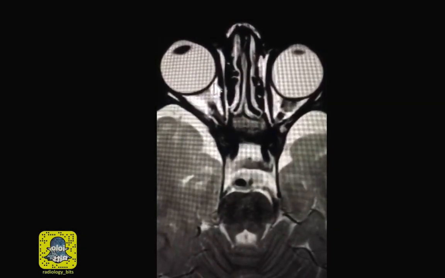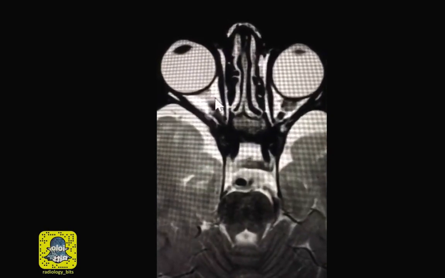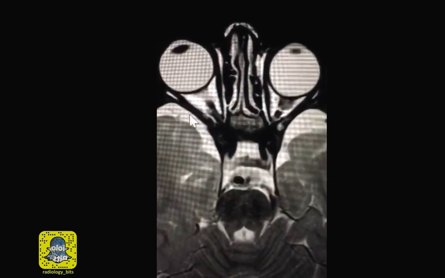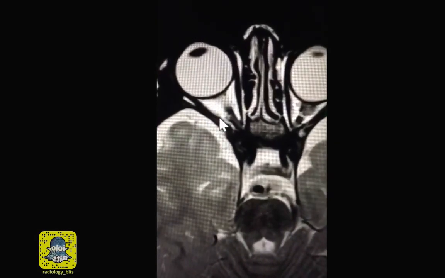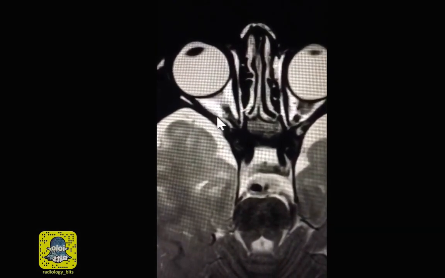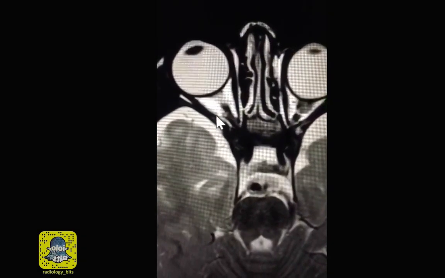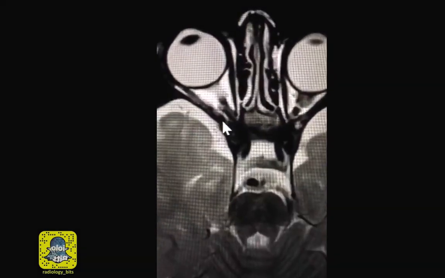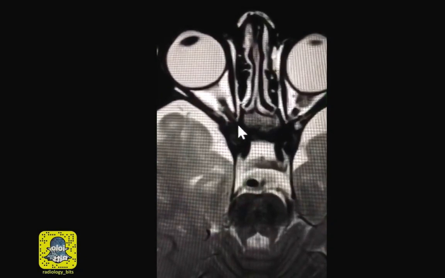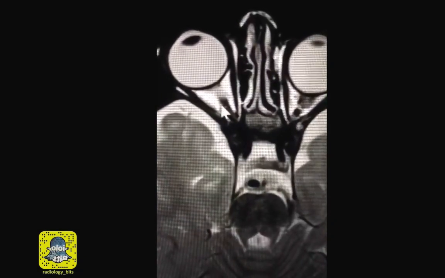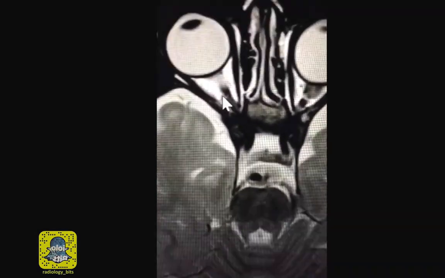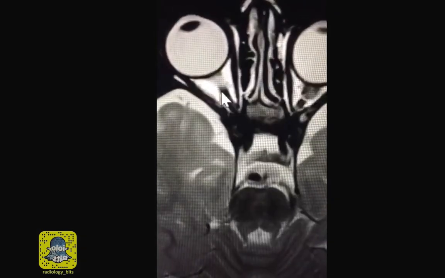And this space behind the orbital globe is filled with fat, and note how the fat is bright in a different way than CSF. That's why when you suspect lesions that may contain fat or may be obscured by fat, you could do a fat-suppressed sequence. You remove the fat from the image. This tubular structure that goes from within the brain into the cone is the optic nerve that attaches to the globe. Just scrolling up and down to show you how this nerve attaches to the globe.